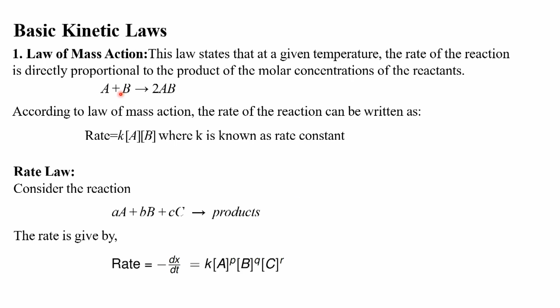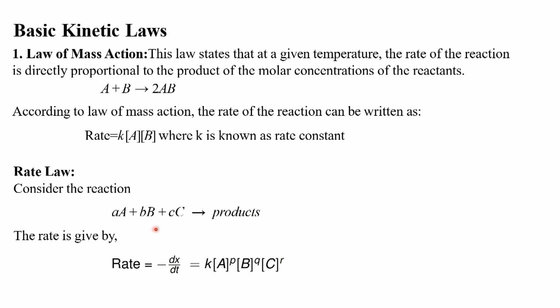For example, suppose A plus B gives 2AB. So according to the law of mass action, the rate of the reaction can be written as rate equals k times concentration of A times concentration of B, where k is a constant term called the rate constant. And then, what is the rate law?